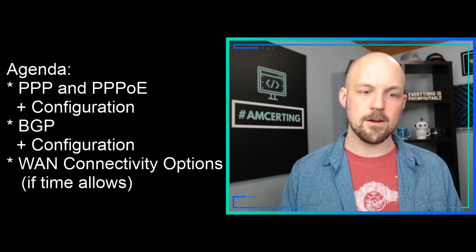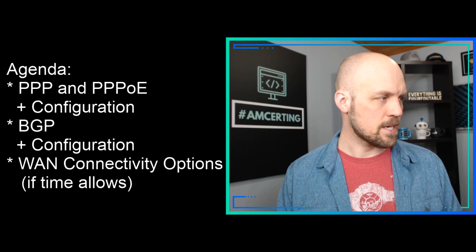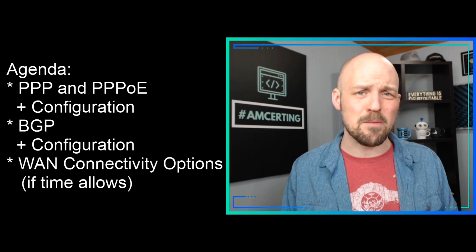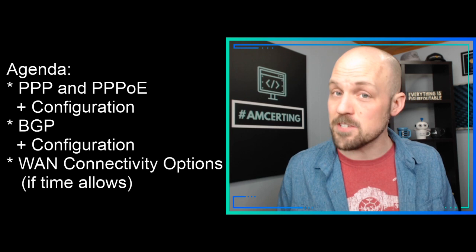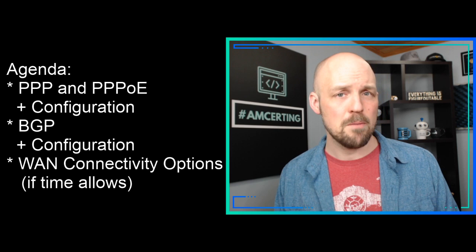So we have a little bit going on here. Like I said, we're going to do some PPP and PPPoE configuration as well. I've got the lab environment spun up. The unfortunate thing about this lab, I'm going to have to look into it, it caught me by surprise: we don't have any serial links available to us in this lab. So I'm not going to be able to do the PPP direct configuration, but we will take a look at PPPoE client-side configuration, which is what Cisco wants us to know.